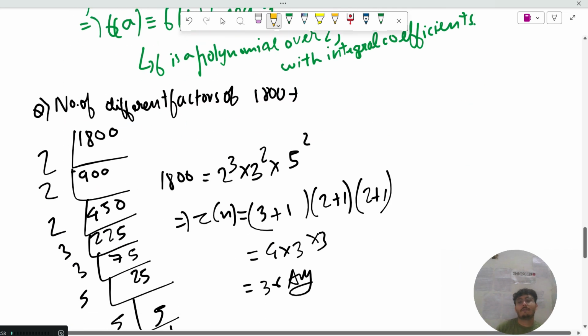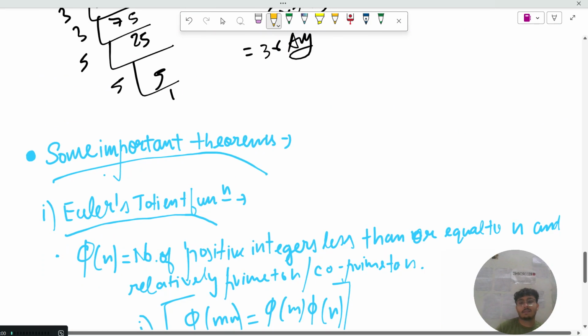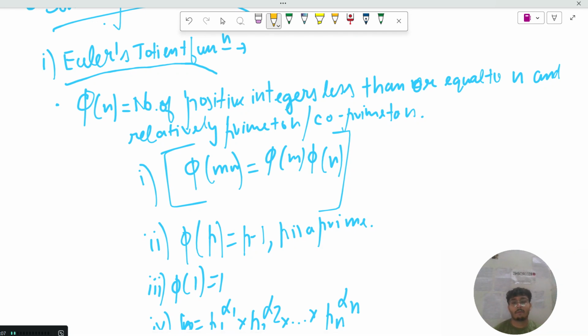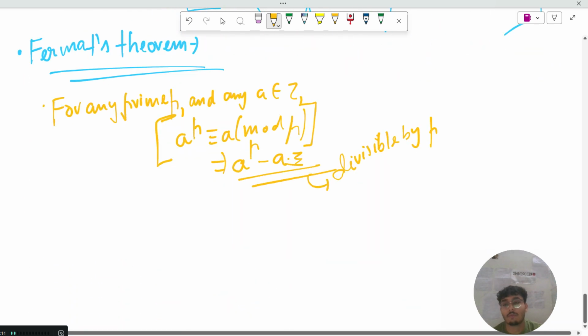Number of different factors of 1800. I showed you an example. Then came some important theorems. Euler's totient function, that is the number of positive integers less than or equal to n relatively prime to, or co-prime with, n, that's phi of n. Then we came down to Fermat's theorem, which says that for any prime p and for any a belonging to integers, a to the power p is congruent to a mod p.